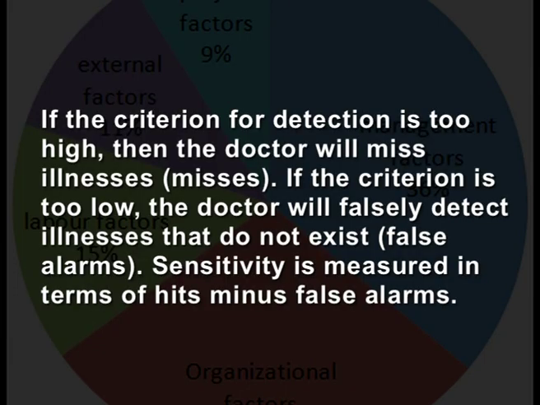Thus, overall sensitivity to a target must reflect a flexible criterion for declaring the detection of a signal. If the criterion for detection is too high, then the doctor will miss illness. If the criterion is too low, the doctor will falsely detect illnesses that do not exist, which are false alarms. Sensitivity is measured in terms of hits minus false alarms.